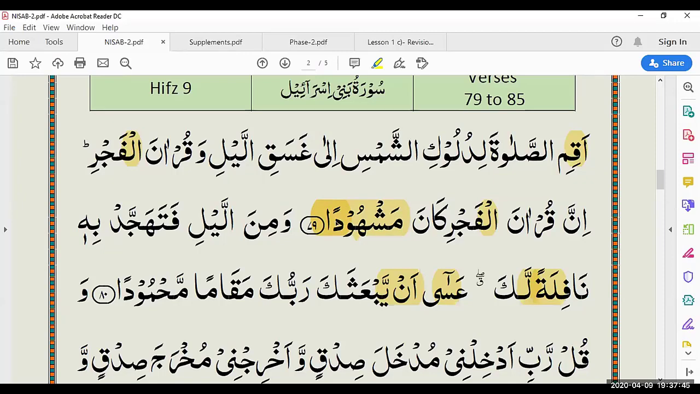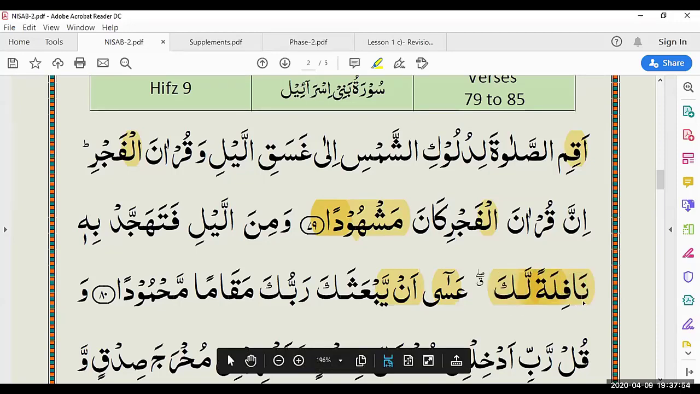Mashhuda. Excellent. Very well done. I would just like you to recite this again. I just wanted to confirm if I heard it correctly or not. Okay. Nafilatan laka asa. Well done, excellent.